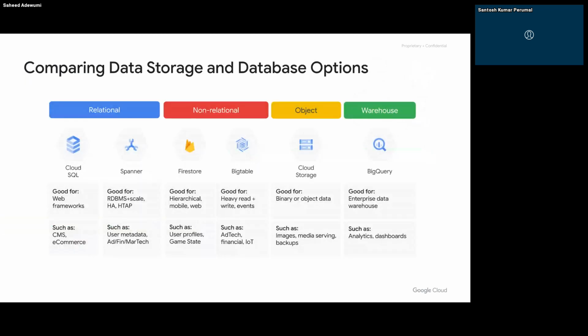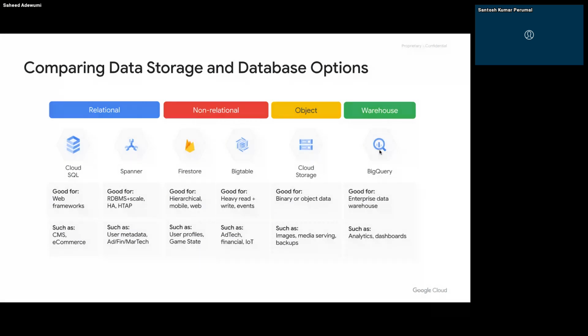So the best option here is BigQuery for analysis of SQL data. So here we have the comparison of the data storage and database options. We have different types of database: relational, non-relational, object, and warehouse. If I'm talking about relational databases, they are the SQL and Postgres type. For NoSQL, we have Firestore and Bigtable. And for the object, we have Cloud Storage, whereby you store anything related to images, files, any type of document on Cloud Storage. And the warehouse, we have it for analytic purposes.